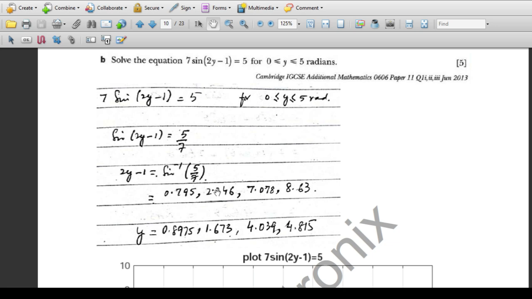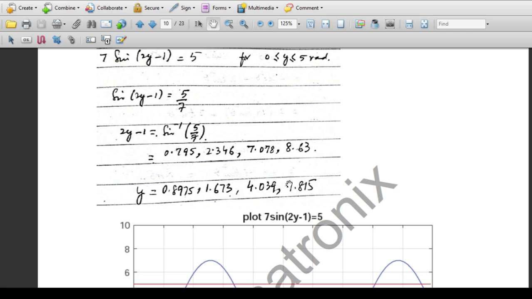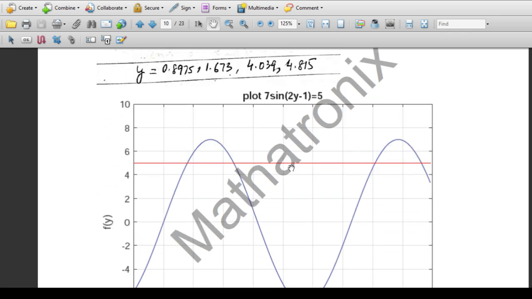Plus 1, this plus 1 divide by 2, this plus 1 divide by 2, this plus 1, because we will shift this to here, plus 1 divide by 2. So we will obtain this, and at these points the values are our solutions.